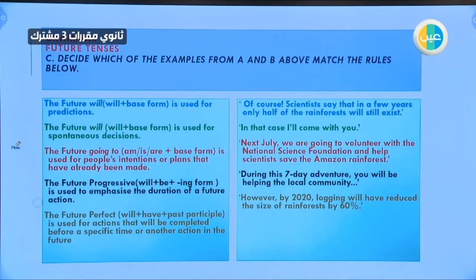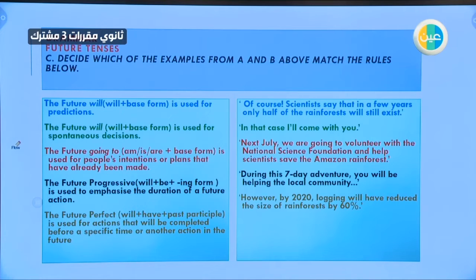Of course, scientists say that in a few years, only half of the rainforest will still exist. They just guess, predict, but they are not sure. So we use future with will. Another kind, future will is also used for spontaneous decisions, on the spot decisions, without planning. In that case, I will come with you. So you decide now, okay? There's no plan before it. So, okay, I will go with you.